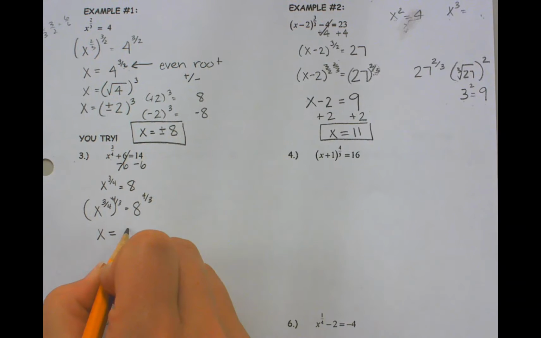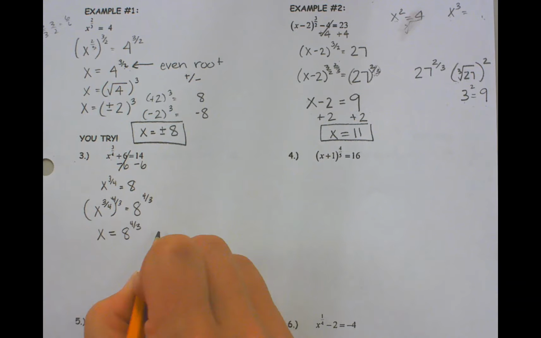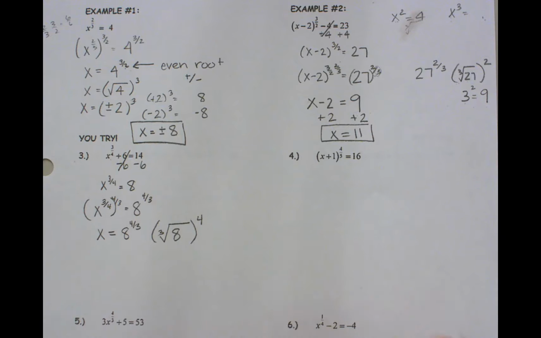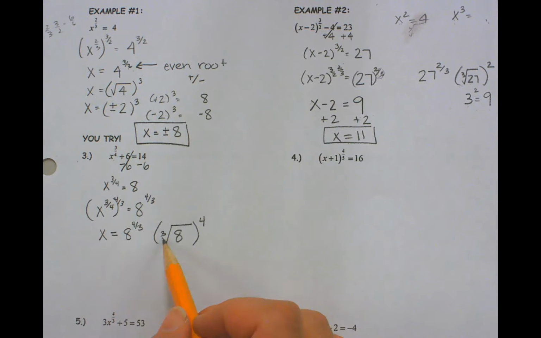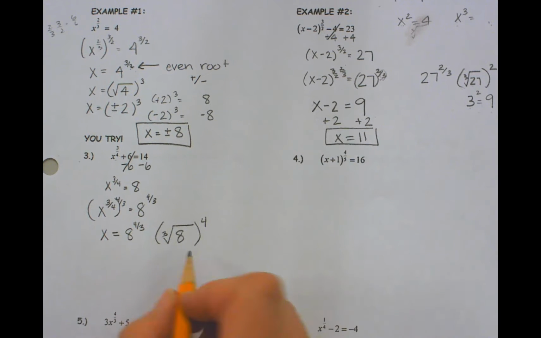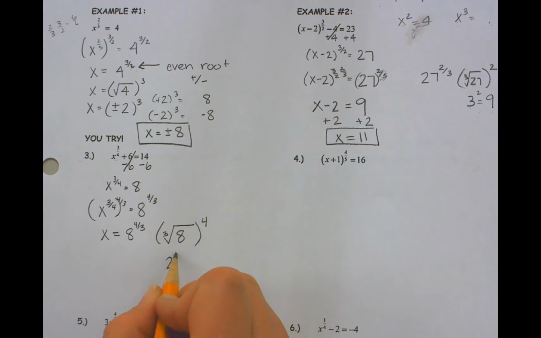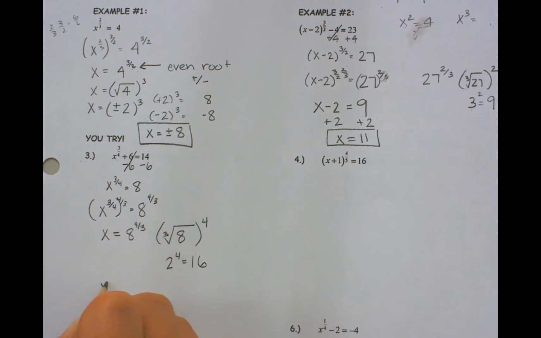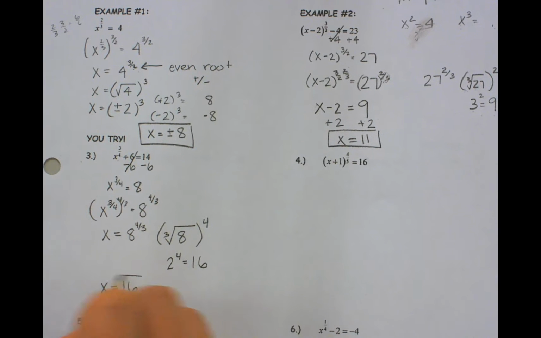And then I have 8 to the 4/3, which is really the cubed root of 8 to the 4th power. So this is an odd root, meaning we're only going to get one answer. The cubed root of 8 is 2, and then 2 to the 4th power would give me 16. So here I get x equals 16.